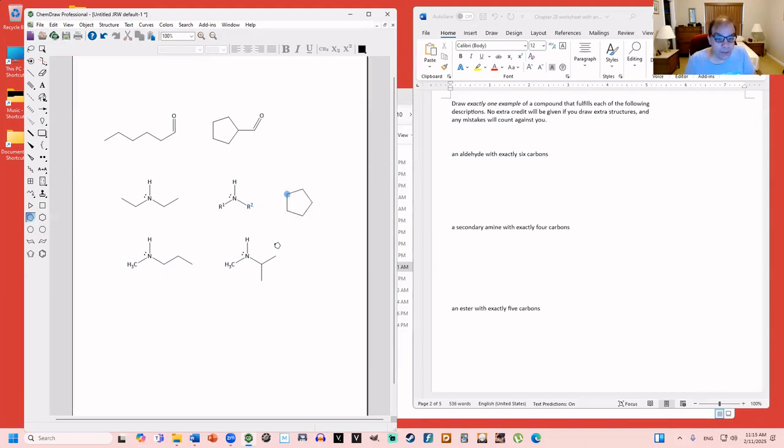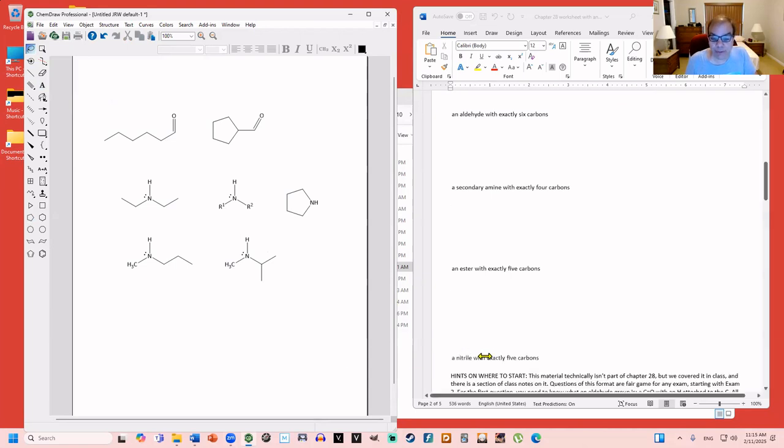Another secondary amine with exactly 4 carbons is pyrrolidine. You can close the ring on the nitrogen. That's another one, perfectly acceptable. So any answers like that would have been acceptable, as long as it fit the definition of secondary amine and had exactly 4 carbons. Next one asks for an ester with exactly 5 carbons, so you need to know what an ester group is.